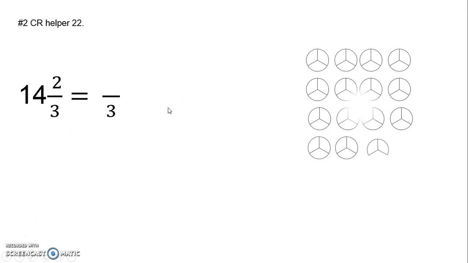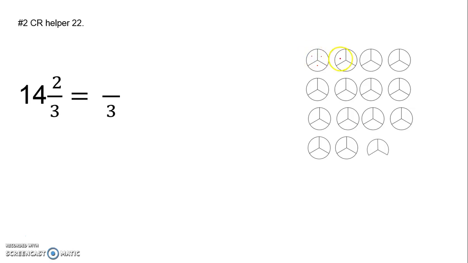Well, what we could do is we could look at a visual for that. 14 and 2/3 means 14 whole circles and then 2/3 of another circle. 14 and 2/3 is how many thirds? Well, this is visually 14 and 2/3.